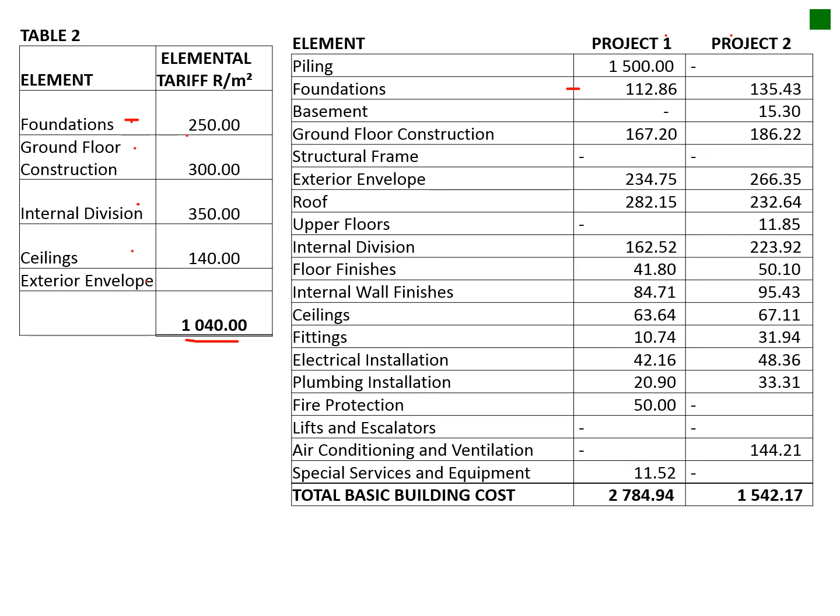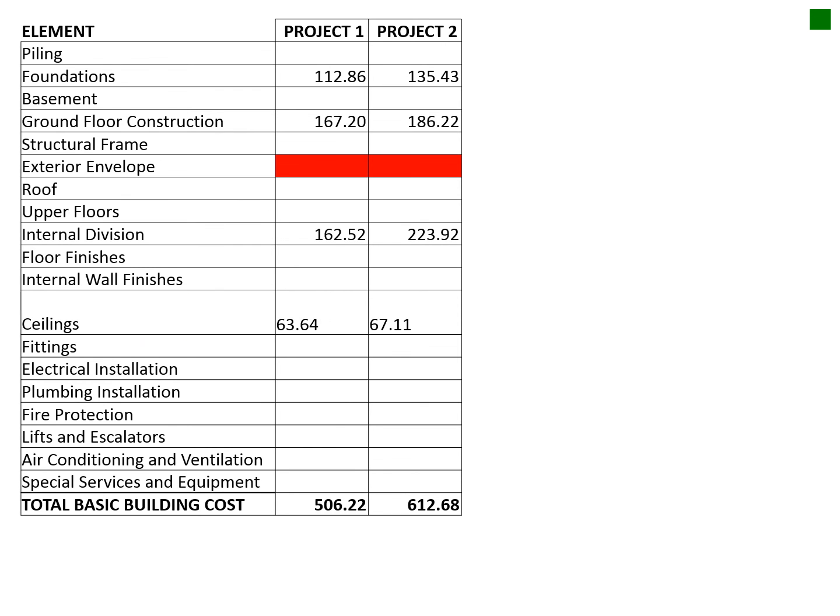So foundations, ground floor construction, internal divisions, ceilings. You add those items together to get your relevant percentage. Those items added together, you divide by your basic building cost to get your new percentage that you will extrapolate your parametric cost with. On the next slide, I've identified those items and added them together.